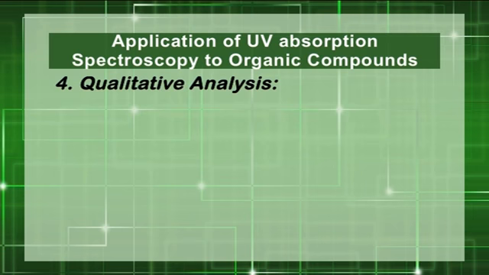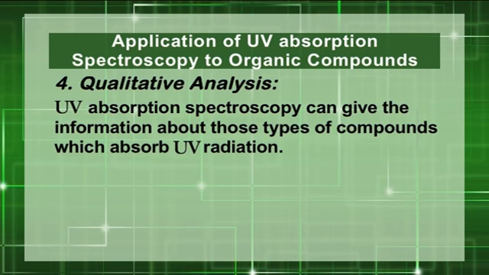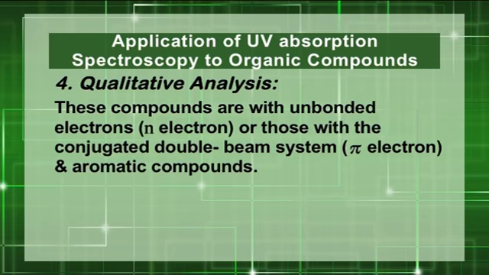Coming to qualitative analysis, UV absorption spectroscopy can give information about those types of compounds which absorb UV radiation. These compounds are those with unbonded electrons, or those with conjugated double bond systems, and aromatic compounds. Identification is done by comparing the absorption spectrum with the spectra of known compounds.